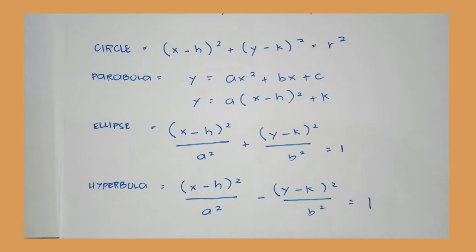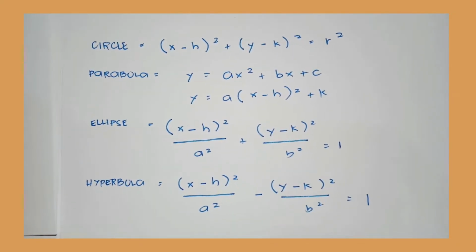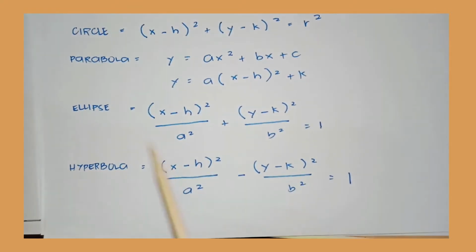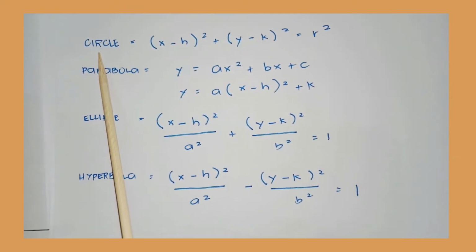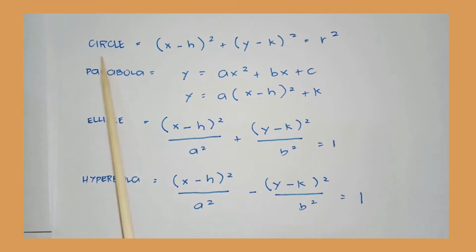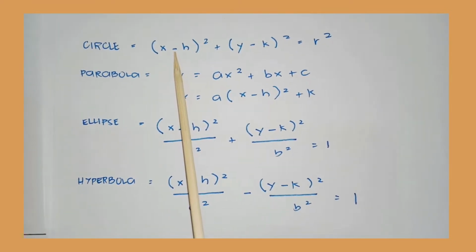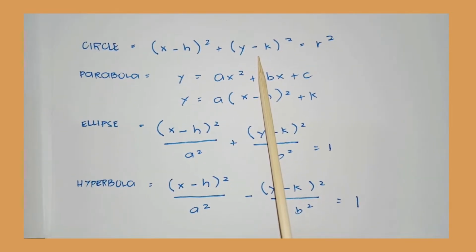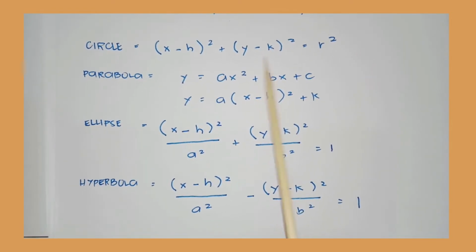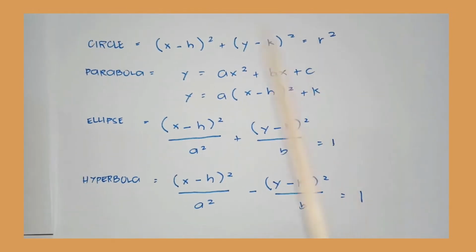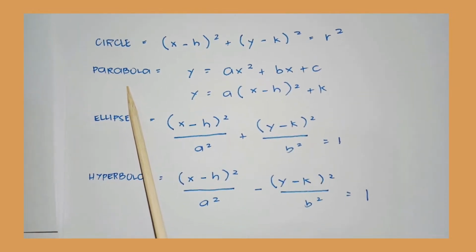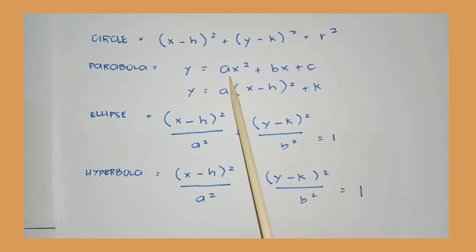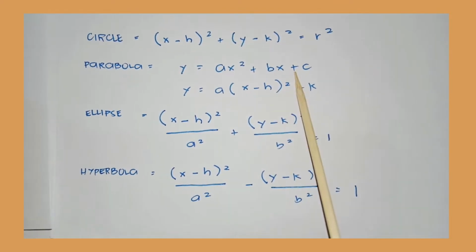Let's now proceed with the equations of each type of conics. Let's start with the circle. So the general equation of a circle is quantity x minus h squared plus quantity y minus k squared is equal to r squared. Next, we have the parabola, that is y equals ax squared plus bx plus c.